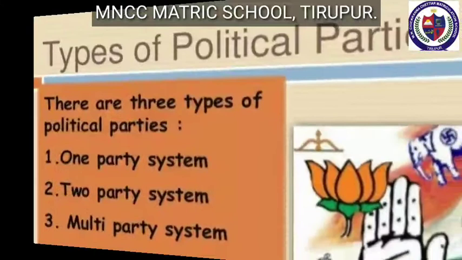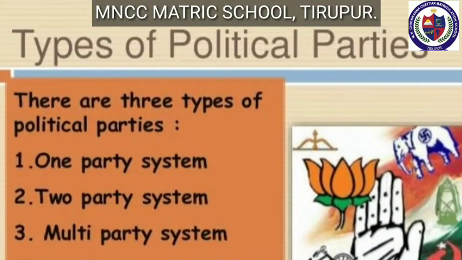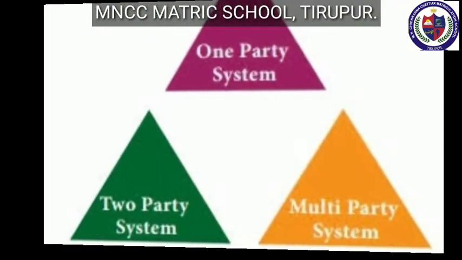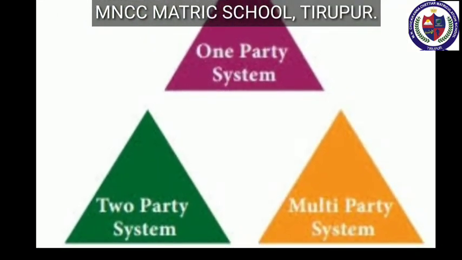Next topic, types of party system. There are 3 types of party system in the world, namely single party system, two party system, and multi-party system. Single party system, in which one ruling party exists and no opposition is permitted. China, Cuba and the former USSR are example countries. Next, two party system, in which only two major parties exist, for example USA and UK. Next, multi-party system, in which there are more than two political parties. For example, India, Sri Lanka, France and Italy.